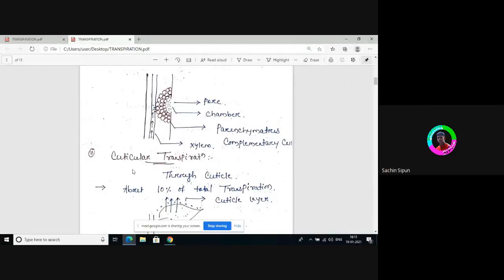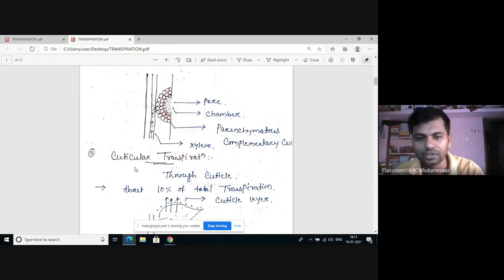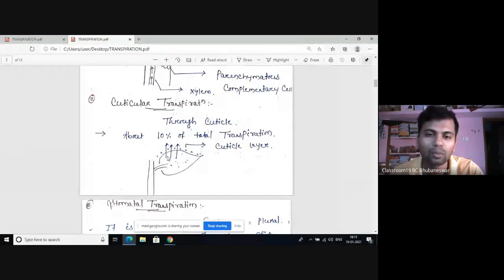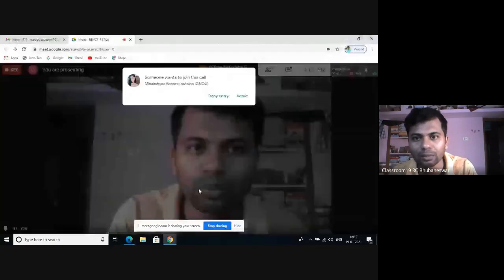Now come to cuticular transpiration. The transpiration which occurs through the cuticle is known as cuticular transpiration. The cuticle is a waxy coating present on the surface of the leaf. Actually, the plant has developed the cuticle to reduce the rate of transpiration, but still some amount of water is lost through the cuticle.